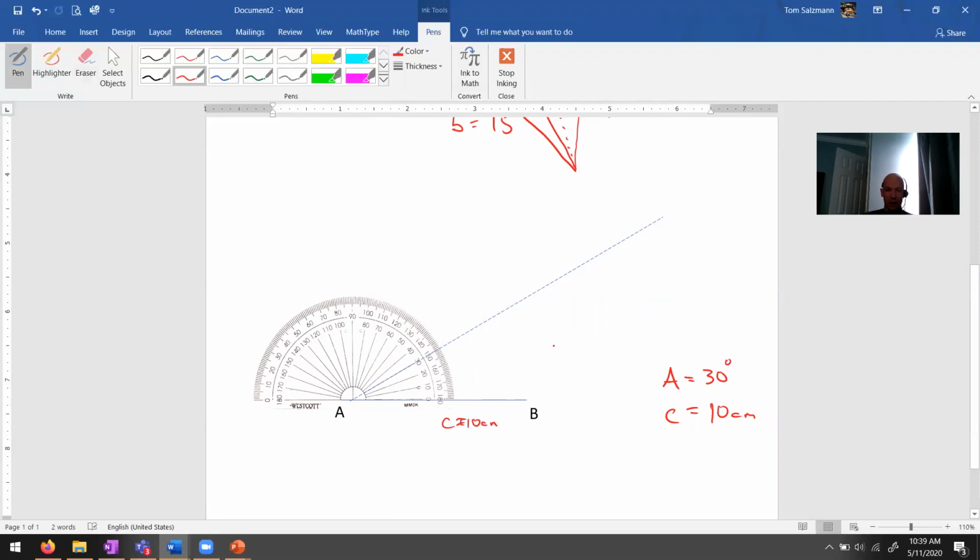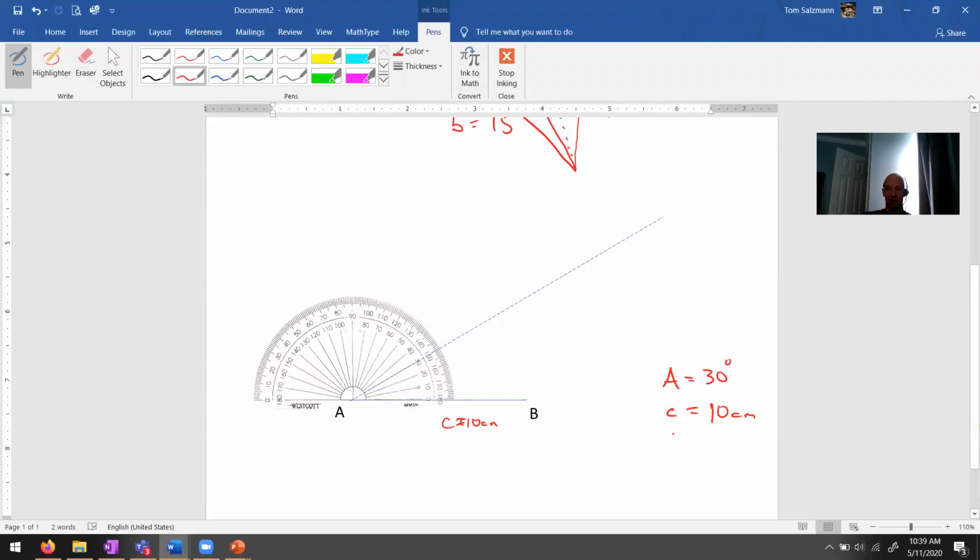I can form a triangle if I go along here and I go like that, or if I go along here and I go like that, or I go along here and I go like that, right? So I can form a whole bunch of different triangles. But if I fix this information here, I do need to give you one more piece of information.